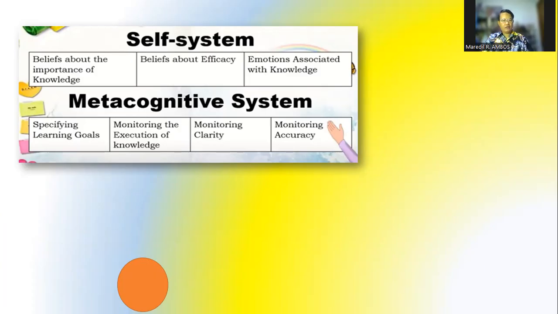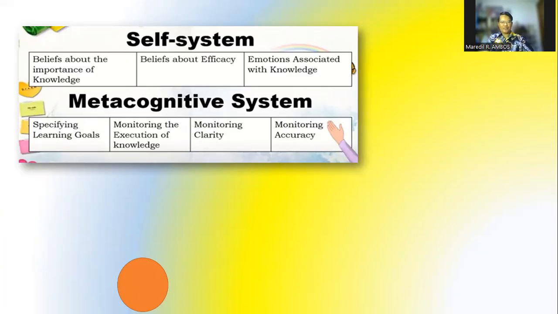In the metacognitive system, there are actually four. We need to specify learning goals. Then we have monitoring the execution of knowledge. Then monitoring for clarity. We need to emphasize clarity here. We need to be clear. And then we need to monitor accuracy.